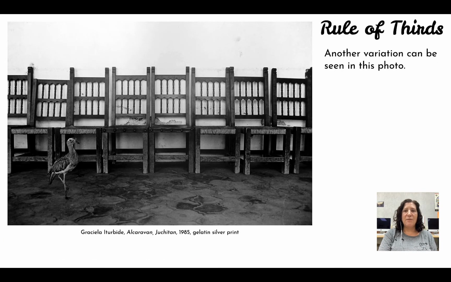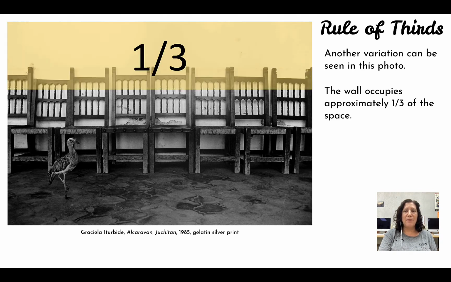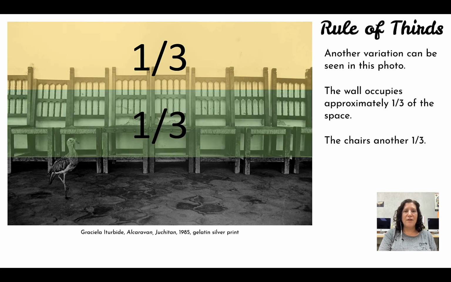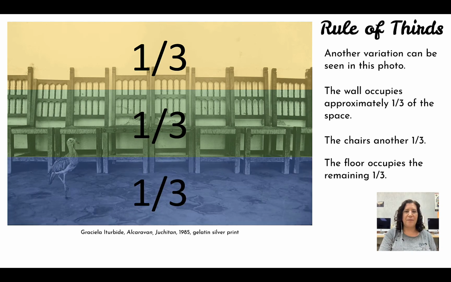Another variation can be seen in this photo. The wall occupies approximately 1/3 of the space along the top. The chair's another third. And then the sand, or the floor, occupies the remaining third. If we imagine a tic-tac-toe grid over the image, the bird is the focal point.